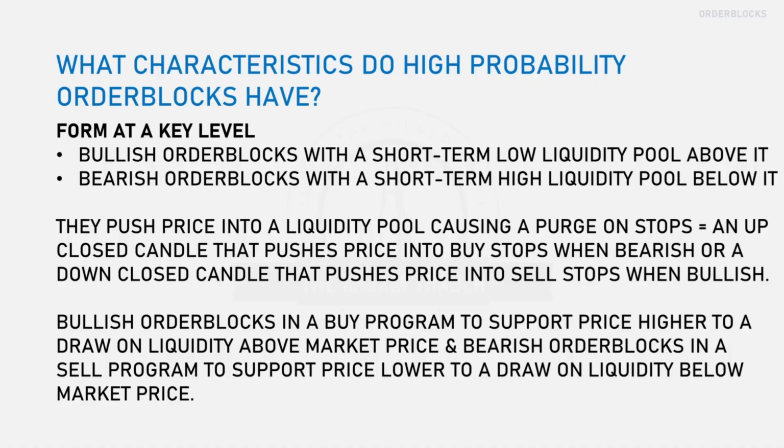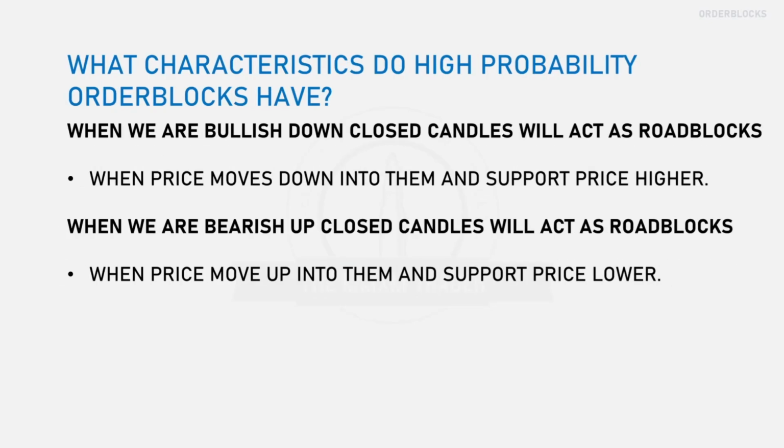So bullish order blocks in a buy program support price action to go higher into the drawn liquidity above market price, and vice versa with bearish order blocks in a sell program to support price lower, or resistance to draw lower into the drawn liquidity below market price. When we are bullish, down close candles will act as roadblocks. When price moves down into them and supports price higher, this is when it's validated. And for bearish, an up close candle will act as a roadblock too. So when price moves up into them and then resistance to turn down lower.